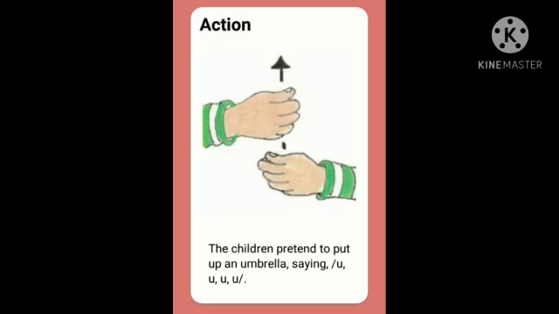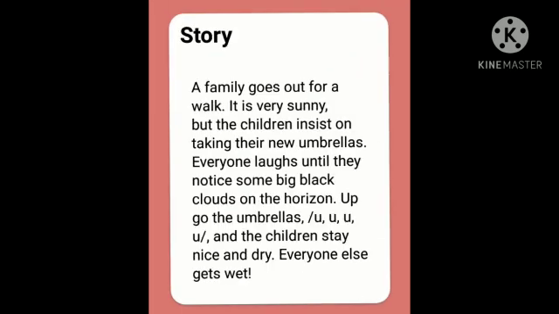A. Repeat children, A. Let's learn the action of the letter U. Children, when you pretend to put up an umbrella, say a, a, a. Very good children. Now let's hear the story.